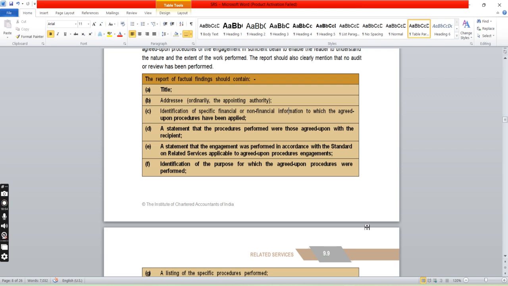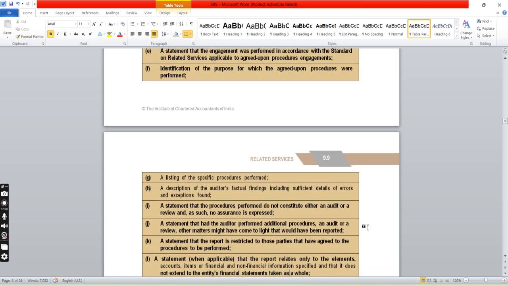The title क्या है? Then title, addressee, ordinarily who will be the appointing authority, identification of the specific financial and non-financial information to which the agreed upon procedure have been applied. A statement कि जो भी procedure perform की है were those agreed upon with the recipient. A statement that the engagement was performed in accordance with the standards on related service जो कि applicable है to the agreed upon procedures engagement. Identification, what is the purpose for which the agreed upon procedure will be performed.